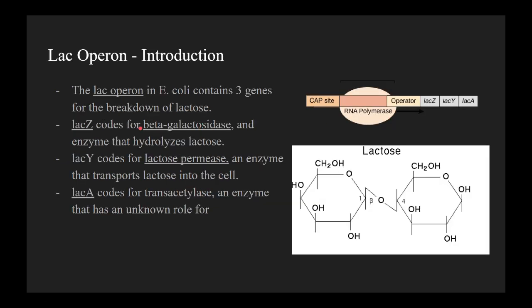Okay, so let's do a brief introduction of the lac operon. The lac operon is in E. coli, and it contains 3 genes that are essential for the breakdown of lactose. Remember, lactose is just a sugar, and we usually think about it being present in milk, but in the environment, when E. coli are swimming around, lactose can be encountered pretty commonly. So let's look at what each gene does.